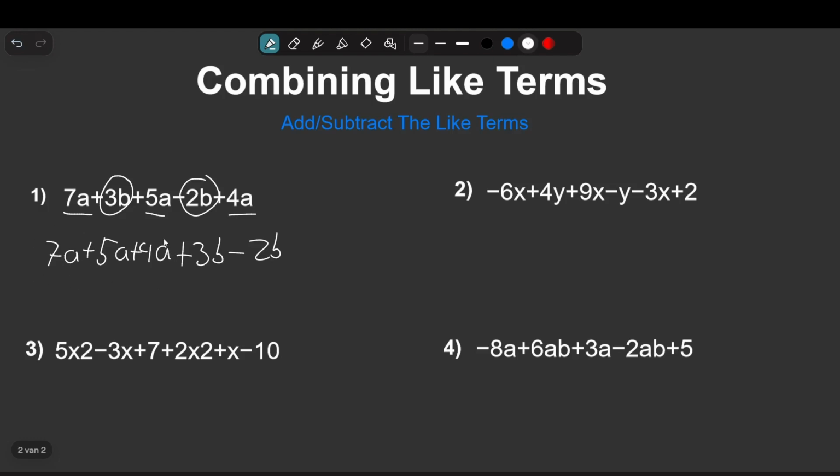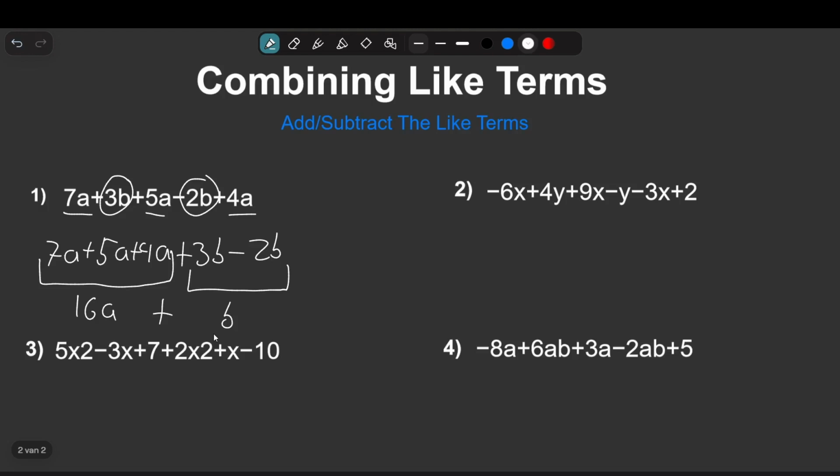We're going to start by adding all of the like terms with the variable a, like this. So 7a plus 5a plus 4a. 7 plus 5 will equal 12, plus 4 will equal 16a. And now we've got this one, 3b minus 2b, which will equal 1b, or just b. And this is going to give us our new simpler expression of 16a plus b.